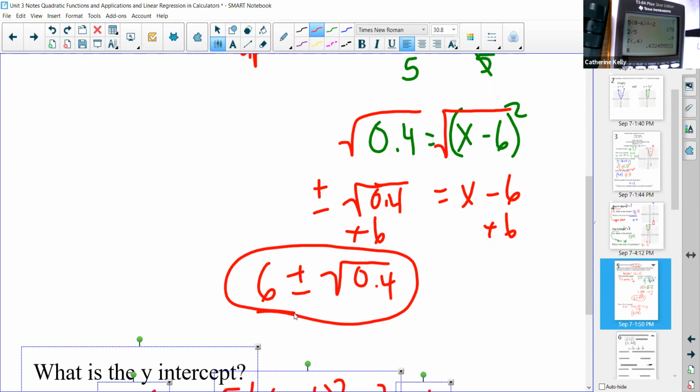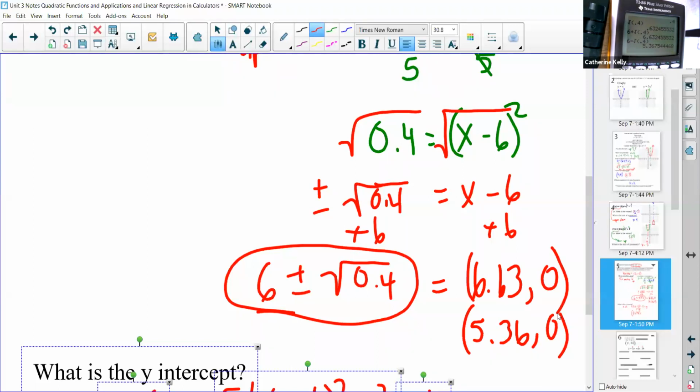So when I do 6 plus the square root of 0.4, I get 6.63 something. And then if I do 6 minus the square root of 0.4, then I get 5.36. So those are my x-intercepts, comma 0 when y is 0.